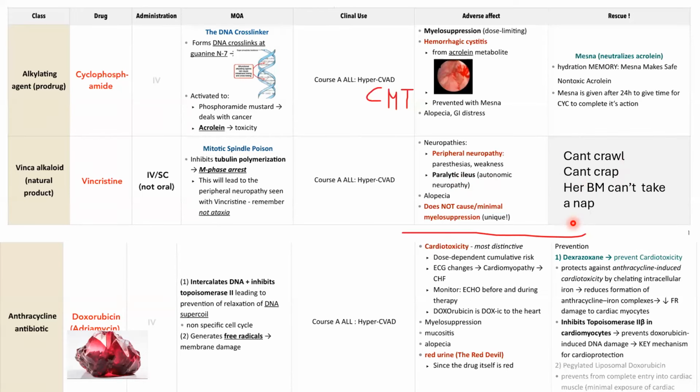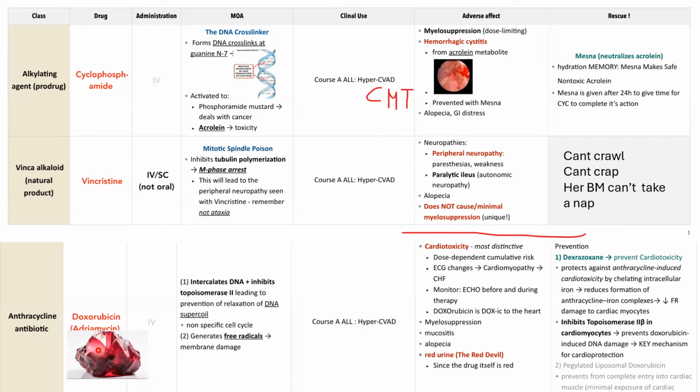This is really important because this is one of the very few drugs in chemotherapy that do not cause myelosuppression. And doctors love to ask about unique features of their drugs. They don't like to ask about things that you see in all drugs. So that's why I'm focusing on these. Her bone marrow can't take a nap. It means it needs to keep working. It's not suppressed. So this is how you can remember vincristine.